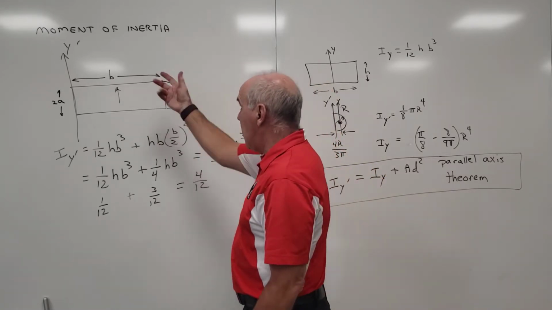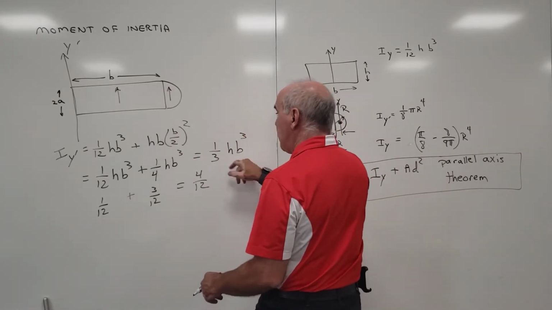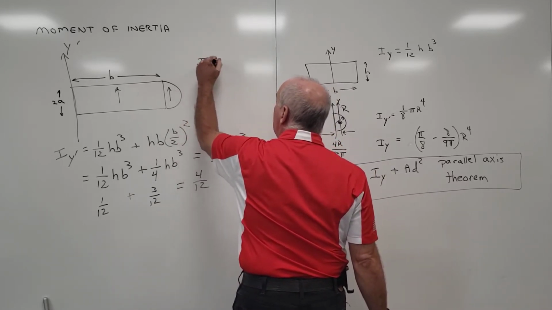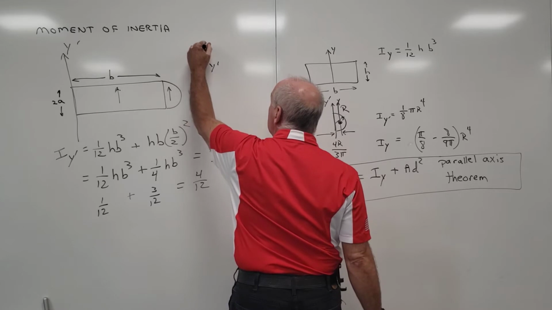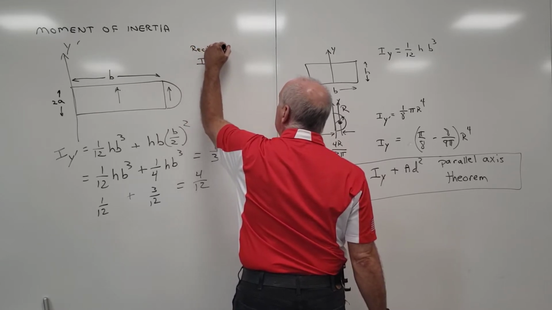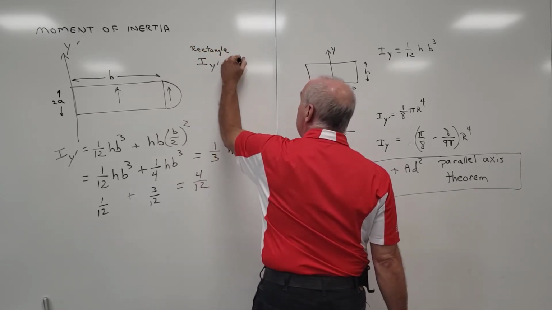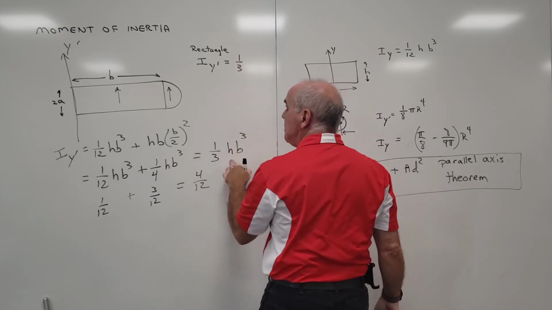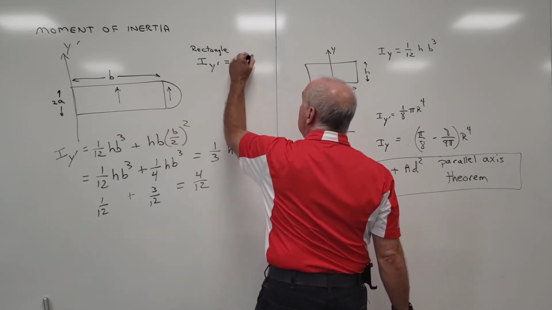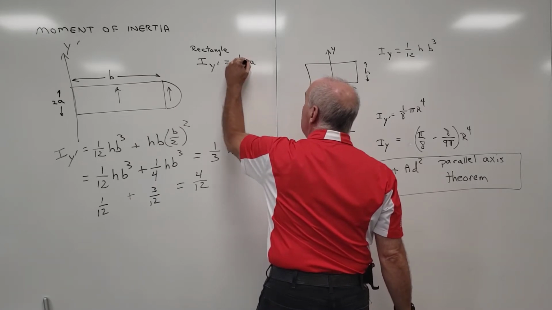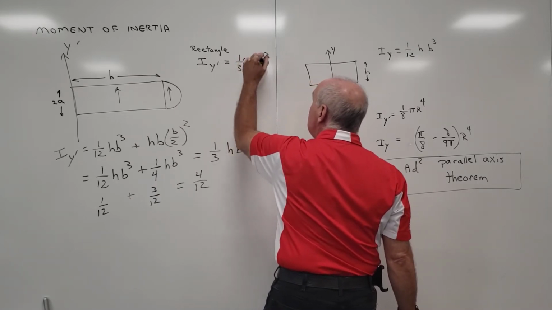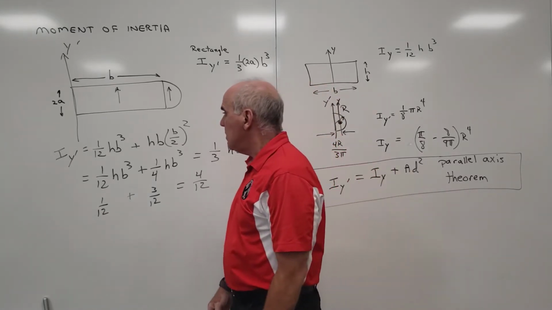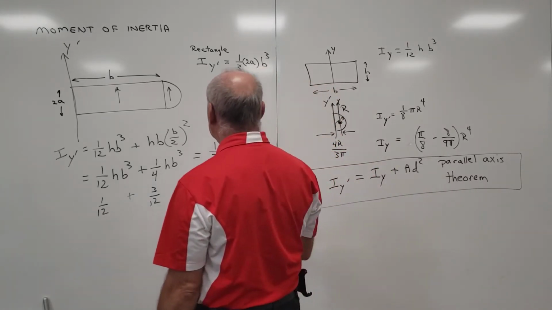All right, and so now I'll put in the fact that I don't have h, I have 2a. So I y prime, this is just for the rectangle, is 1/3, whoops, 1/3 h, but h is 2a, and then b cubed. So there's the rectangle. I've got the rectangle done. Now I need to do the semicircle.